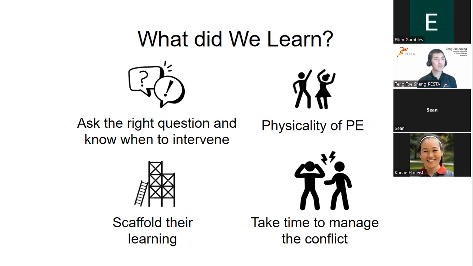So what did we learn? Many things. These are just four of them. We learned that it is so important as a teacher inventing games to ask the right questions and to know when to intervene, because as teachers, when we see an argument happening, the first thing in our mind is to step in to resolve it, right? But we want to empower them to resolve the conflict themselves. So as a teacher, we need to tell ourselves to hold back.